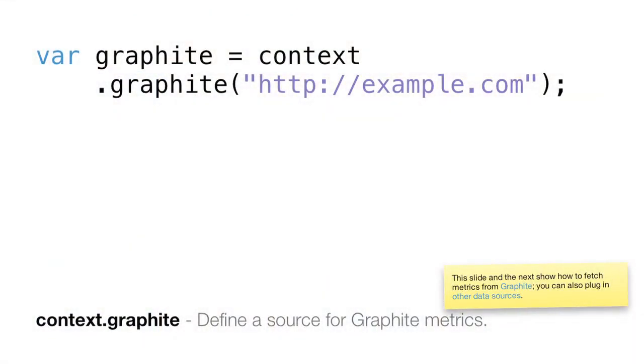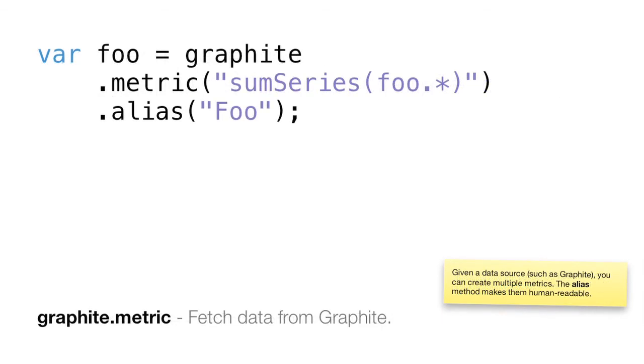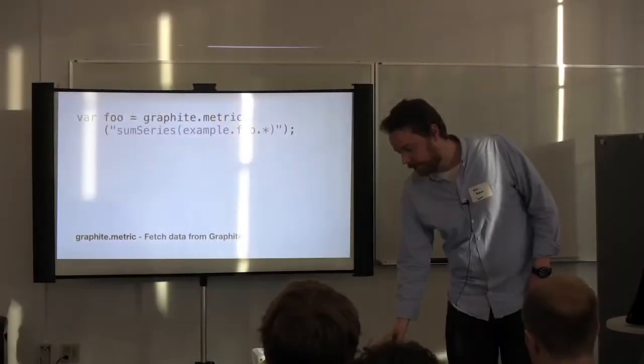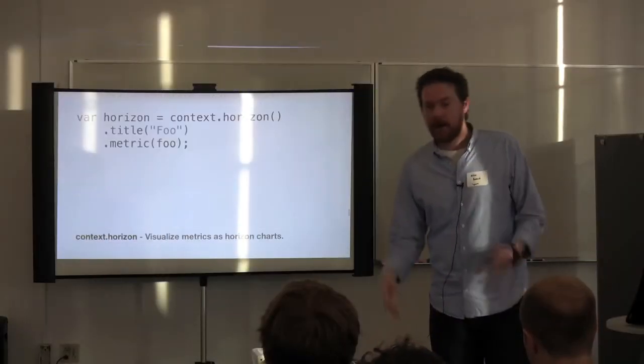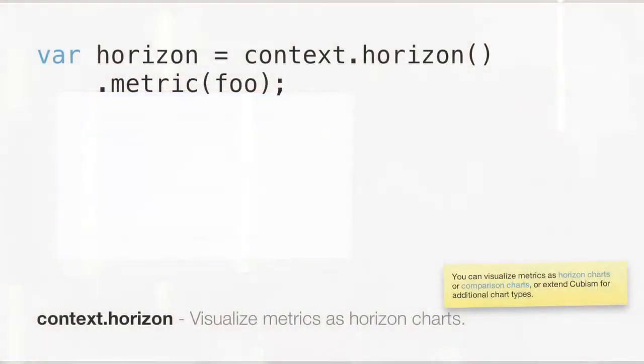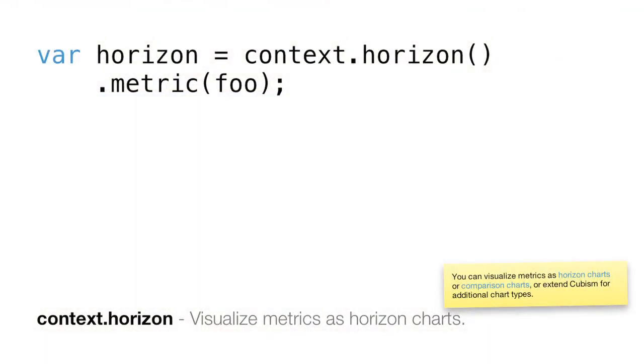Now, I mentioned these data sources. Graphite is just one of the data sources that you can use with Cubism. It's also extensible if you want to write your own data source. If you've rolled your own internally, you can do that as well. And then given a data source, you can create all of these metrics from it. So this is just a Graphite expression. And now I've got a metric that I can use to visualize. And I can take that metric and give it to a horizon chart. And then that horizon chart is how I'm going to display it.